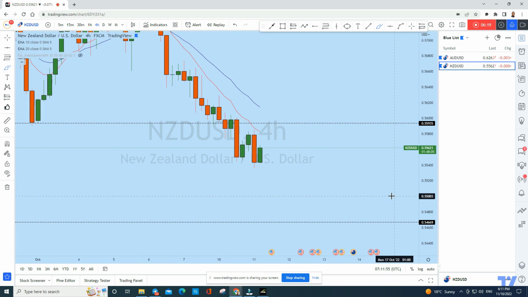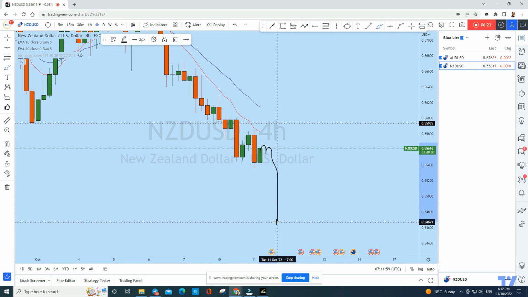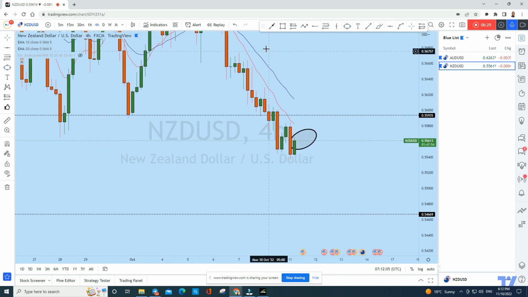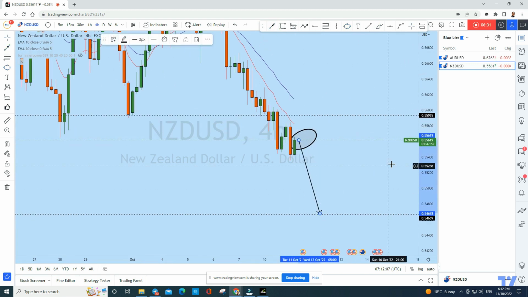So with that said, what we can expect now is NZDUSD slowly continuing to drop in this direction to this level of support that we are expecting. And as soon as we find a suitable entry with our students, we will consider shorting NZDUSD from this zone with a high probability trade setup with our students.